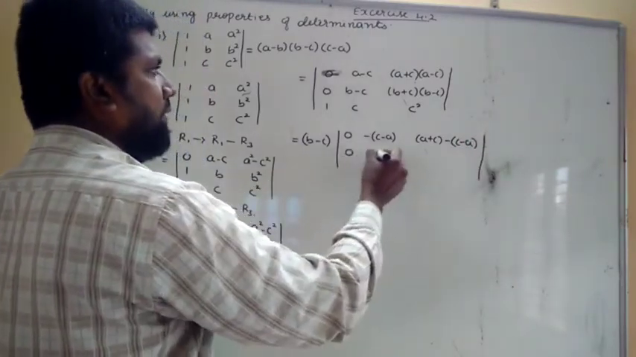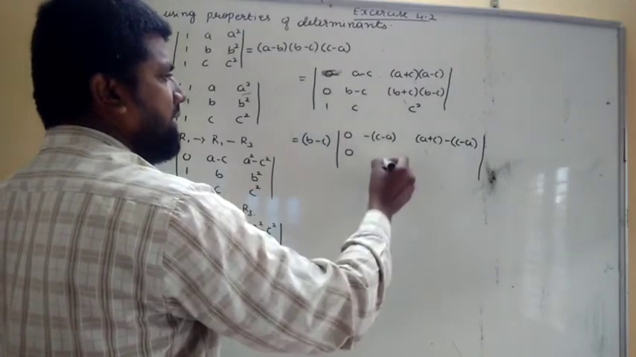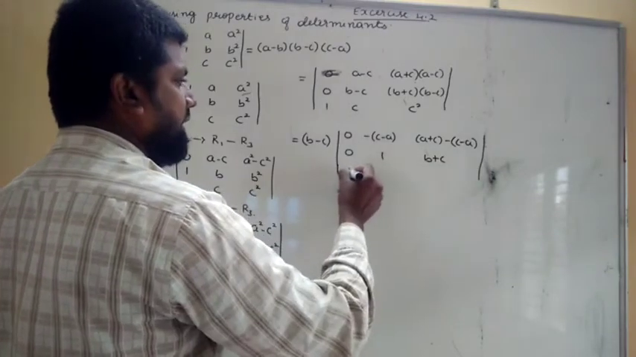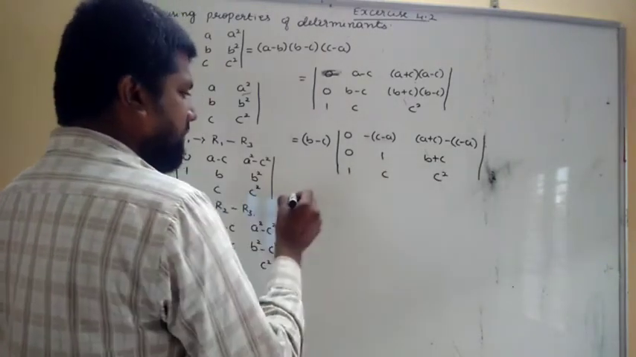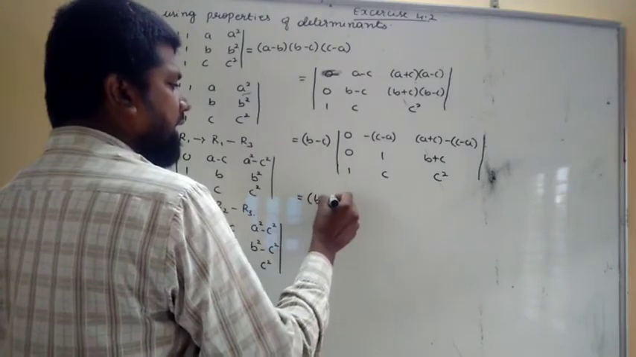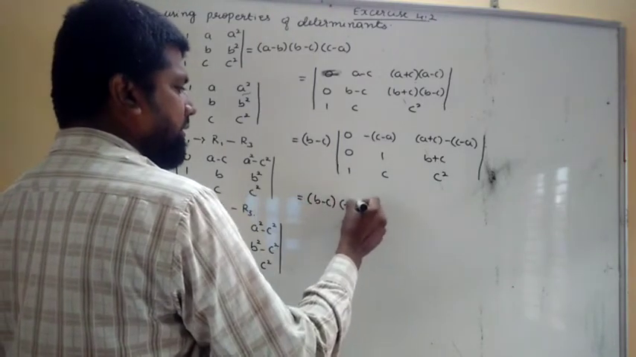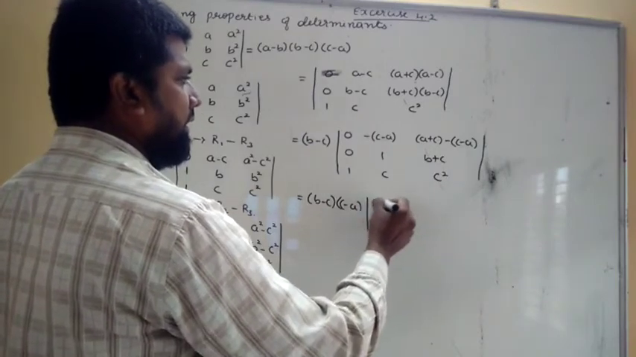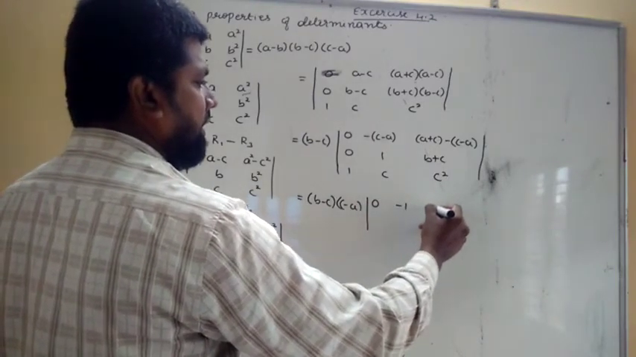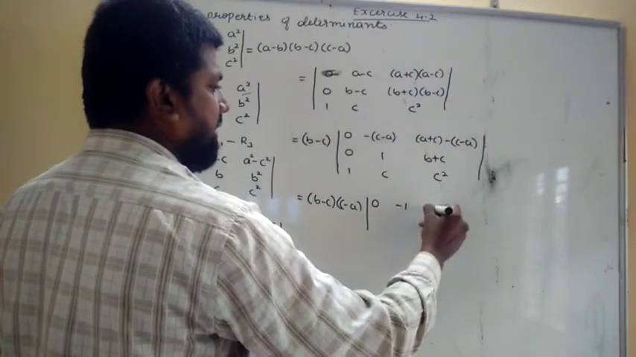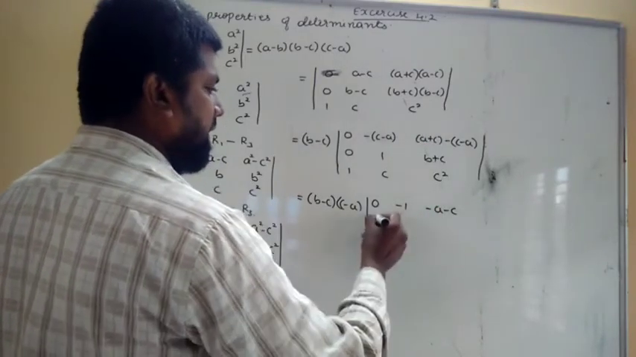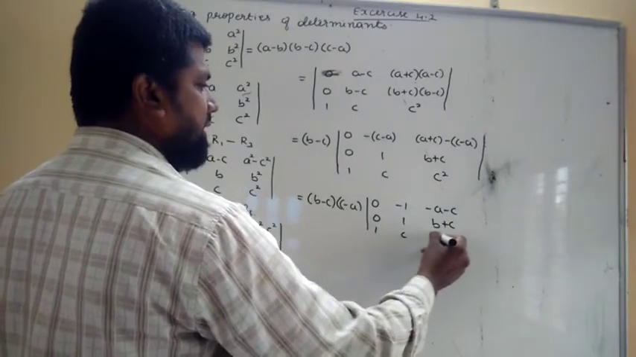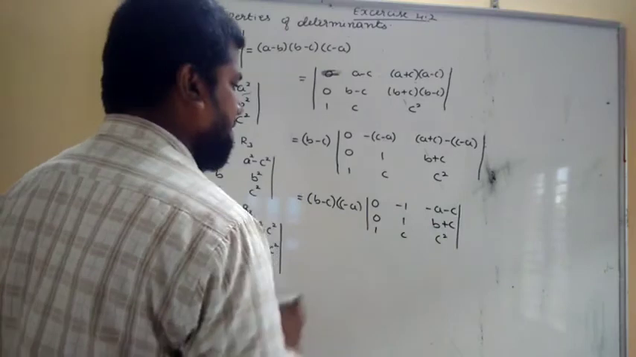Then 0 here, I already removed the B minus C means 1 is there. Here B plus C is the remainder. So third row as it is 1 C, C square. So now you can remove the B minus C, then C minus A as common. If you remove C minus A as common, then what is the remaining here? 0 minus 1. Then here if you multiply with minus, you are getting minus A minus C, then 0, then 1 B plus C, then 1 C, C square.